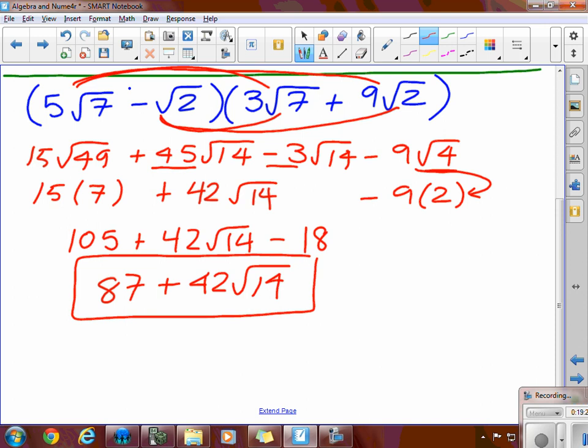Okay? Does it matter which order it's in? So 42 root 14 plus 87 or this way? Not at all. Okay, like A plus B is the same as B plus A. No difference. The 42 root 14 came from a positive 45 minus a 3. Leaves me with that. Okay.